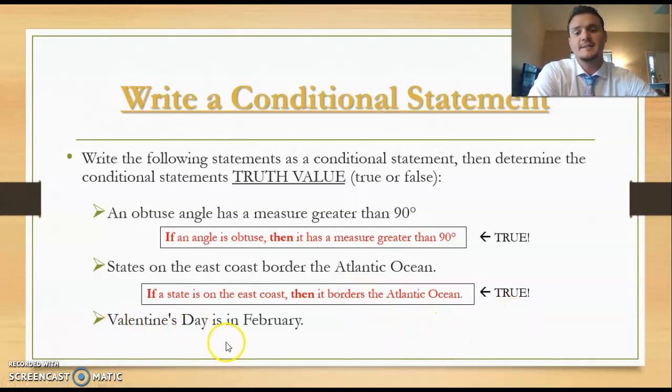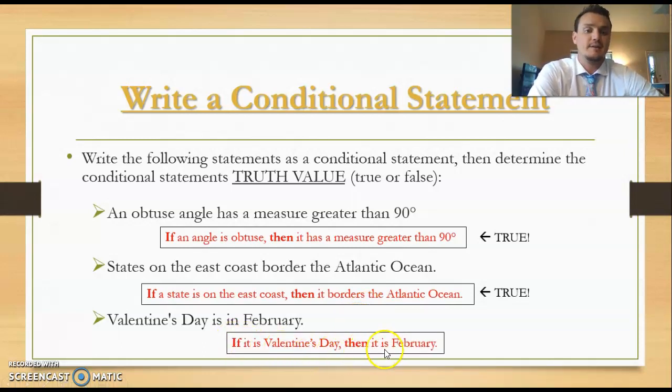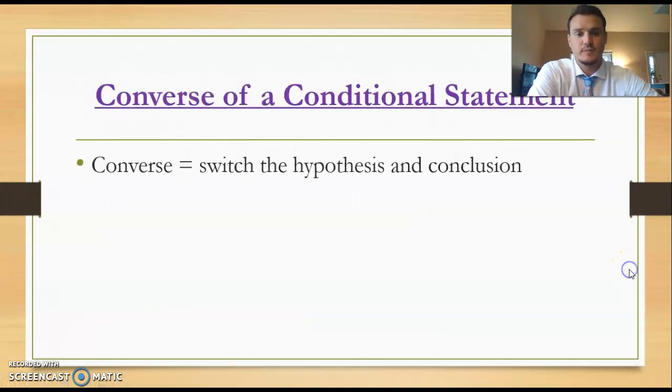Final one, Valentine's Day is in February. One way that we could write this is, if it is Valentine's Day, then it is February. That would be a conditional statement. And that's also true because Valentine's Day is in February. So that's how you write conditional statements when you're given a blanket statement with a hypothesis and conclusion. It has to be if-then format. So it has to have the words if and then in there.